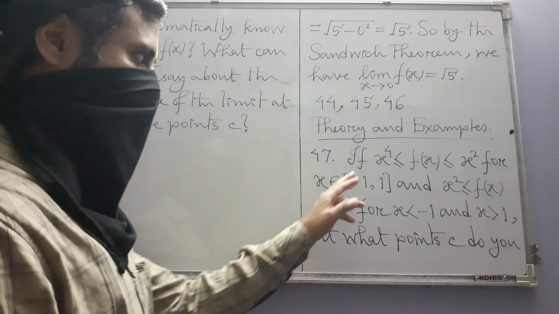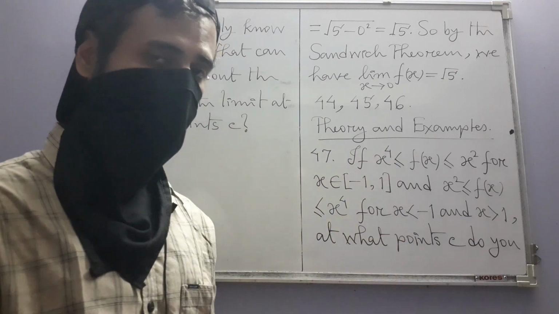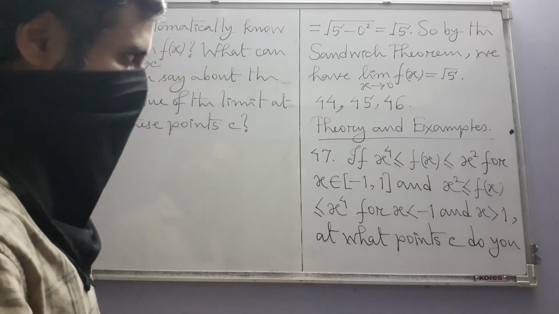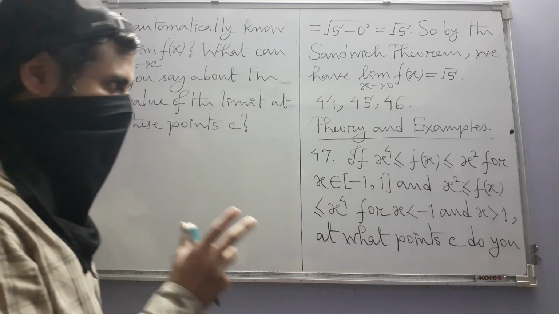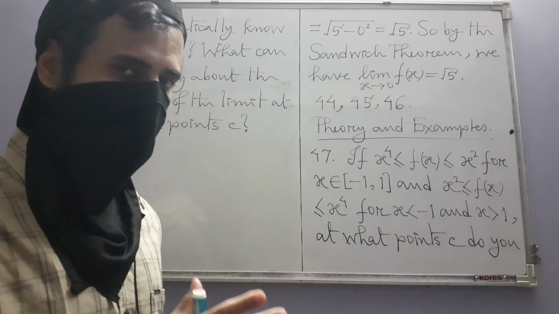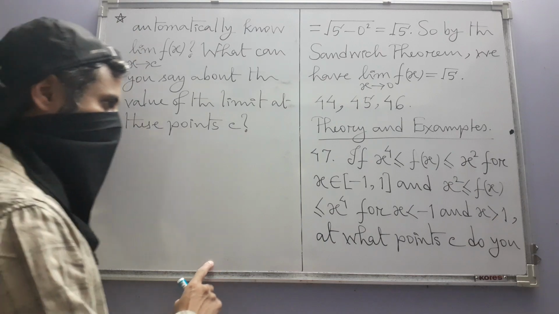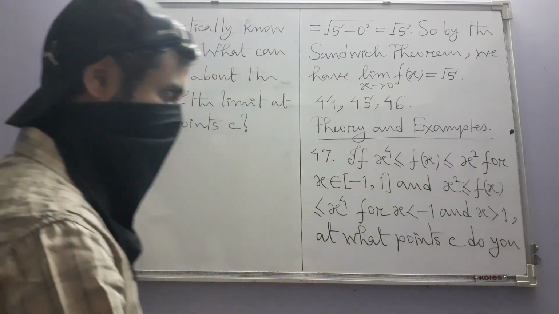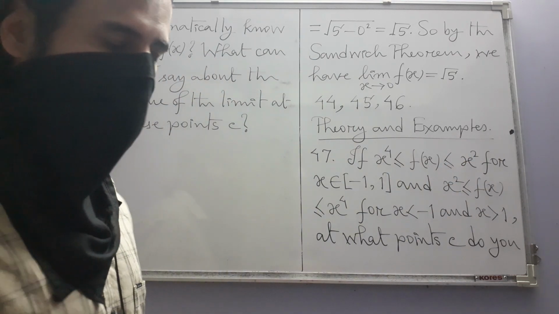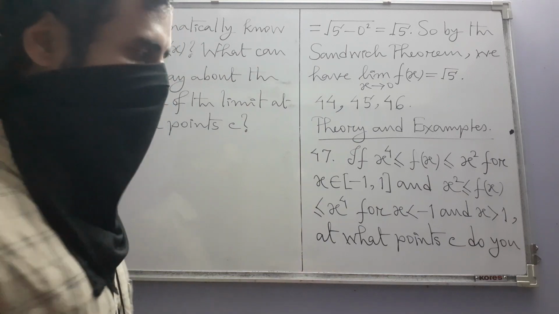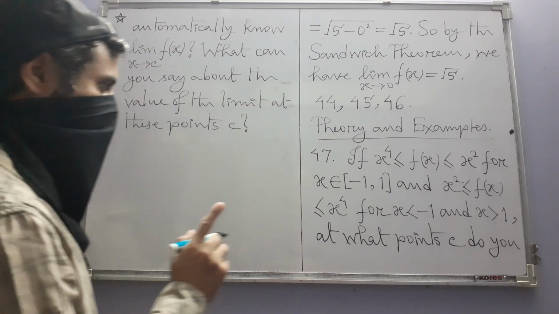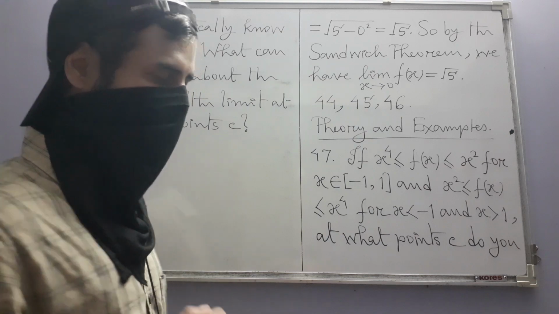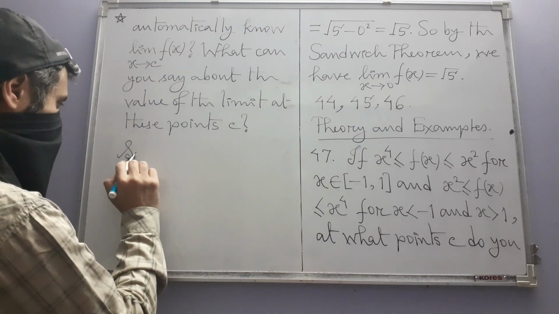So we have to apply the sandwich theorem here, right? Because we don't know what f is. So in this situation, in order to answer this question, the only way is the sandwich theorem. Now for sandwich theorem, you would have to know the limits of these functions, the fourth power of x and the square of x, at some point c, and such that those two limits are equal, because then only are we able to use the sandwich theorem. So let us start the solution like this.